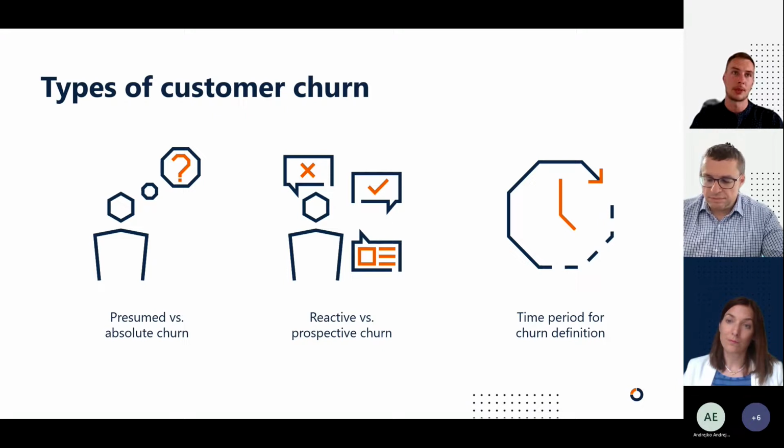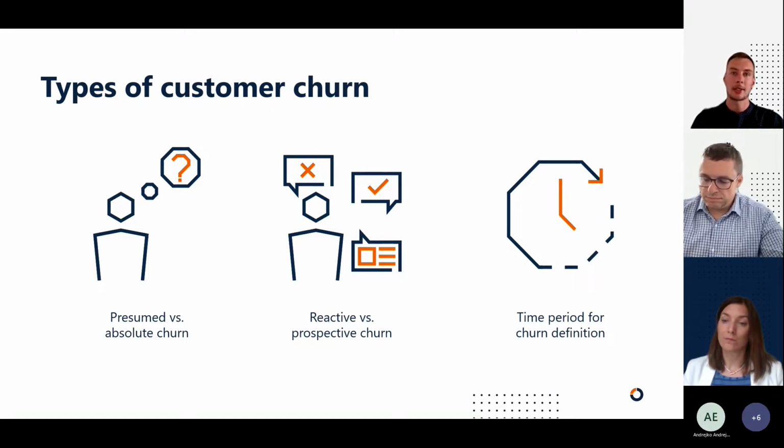When it comes to the presumed type of churn, we don't really know if the customer churned, when it happened, and we definitely don't know why that happened. An example of that might be a customer who stopped buying from a retailer she or he regularly bought from in the past. An example might be also on the e-commerce side, because we don't really know when the customer stopped buying repeatedly, why he did it, and when he did it at all. So we can only assume.